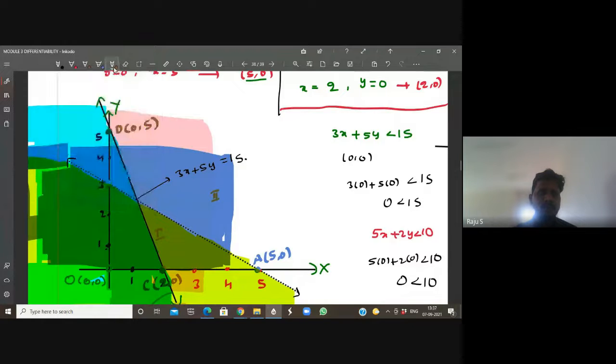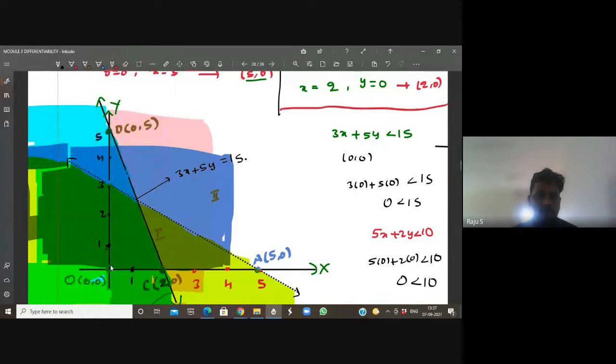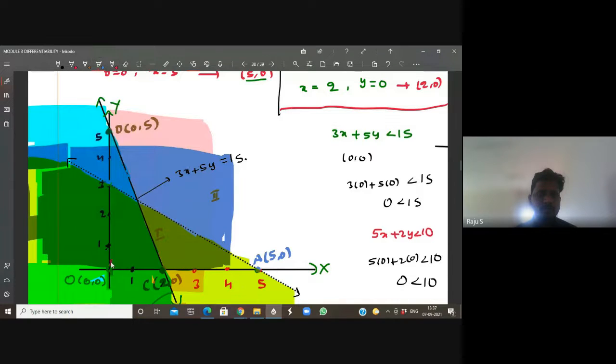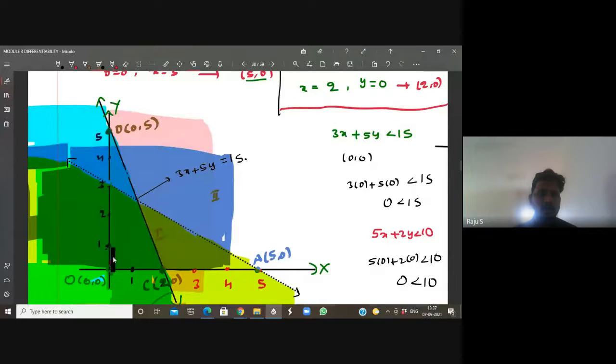Yes, students, what is the required region here? The required region common to all the regions is this. This region. Got it, students? So this is the required region.